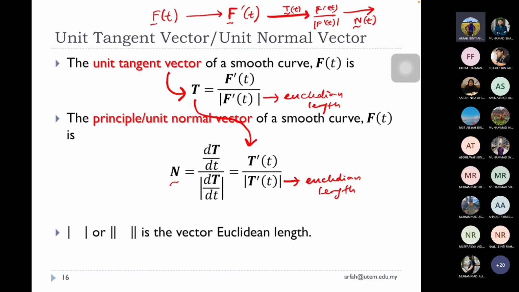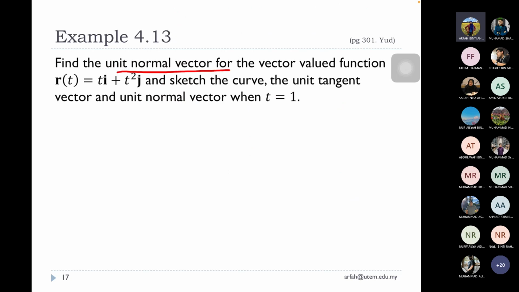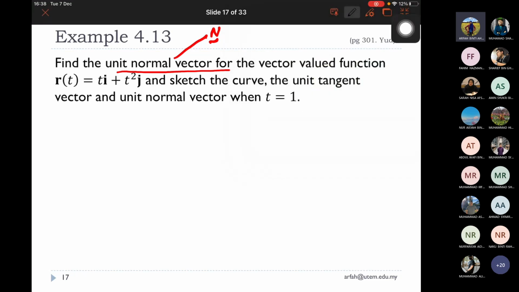So kita tengok the next example. Okay, so find the unit normal vector, meaning that the question wants you to find the unit normal vector for the vector value function. In this case, you were given the vector value function r of t sama dengan t i tambah t squared j. Sketch the curve, the unit tangent vector and unit normal vector when t equal to 1. So soalan suruh dapatkan unit tangent vector dan unit normal vector when t equal to 1.